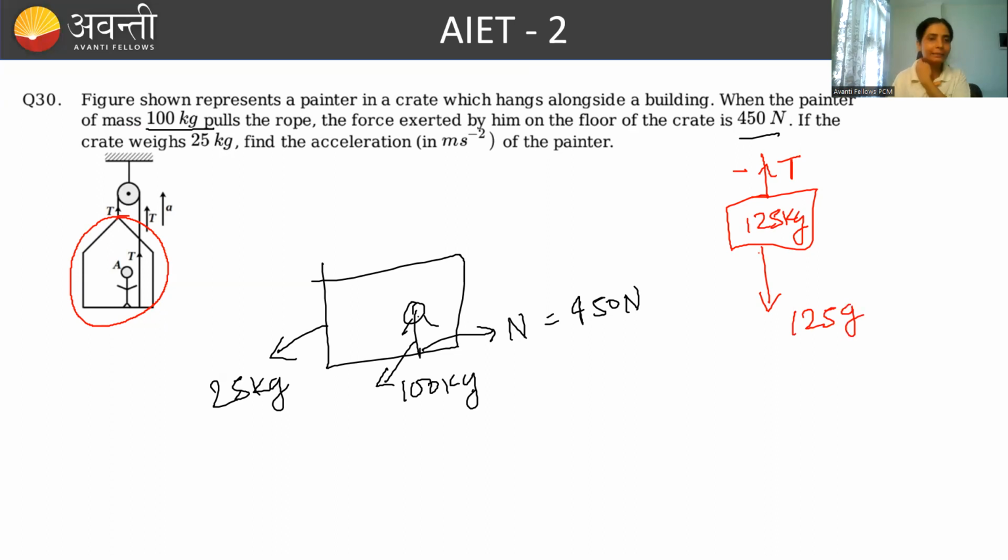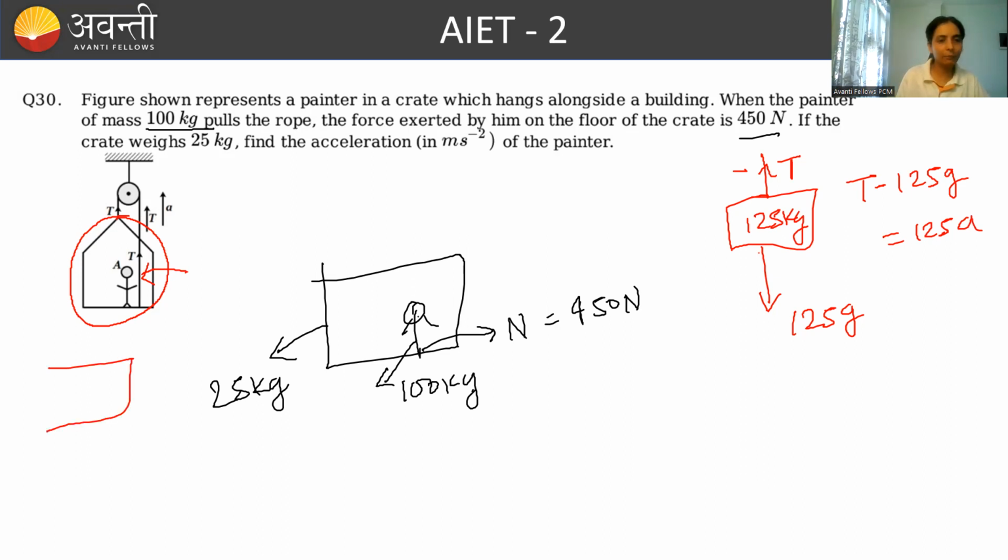Okay? And its acceleration can be written as T minus 125 g equal to 125 a. One equation we have got, but we need to write another equation also to solve this. Then how can we write another equation? We need to go inside the system. Now you just write the FBD of the painter.